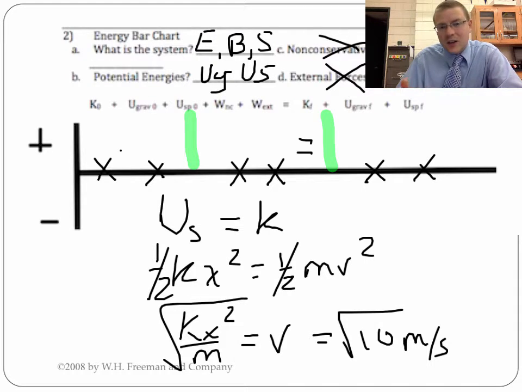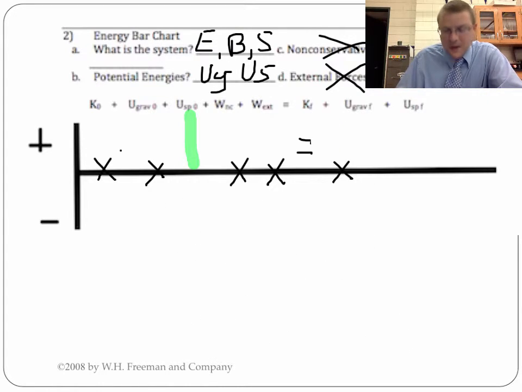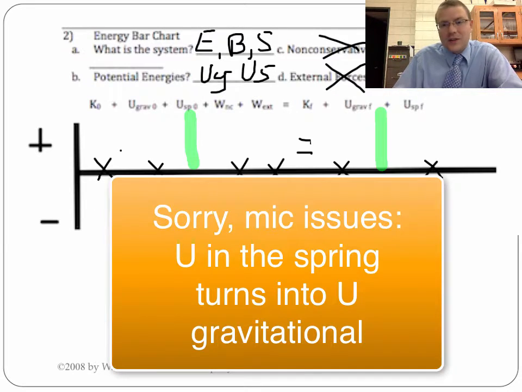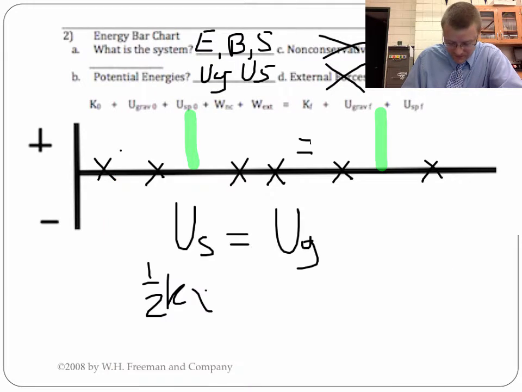Now the object starts with the spring being compressed and ends at the top of the hill. And this is all that would change. At the top of the hill, there would be no kinetic energy. The spring would not be compressed anymore, and now we'd have gravitational potential energy. So 1/2 kx squared turns into mgh.